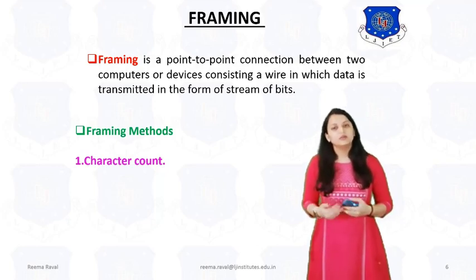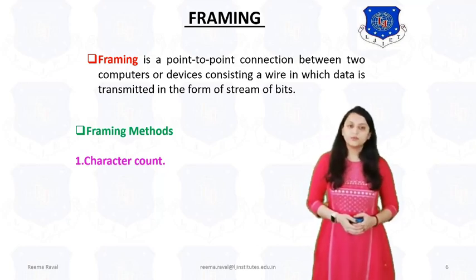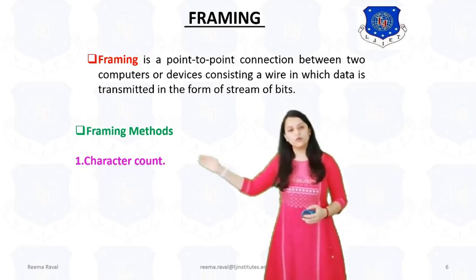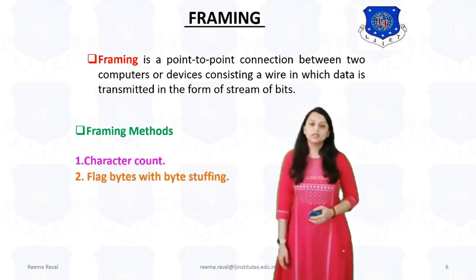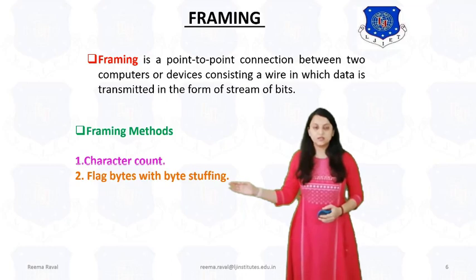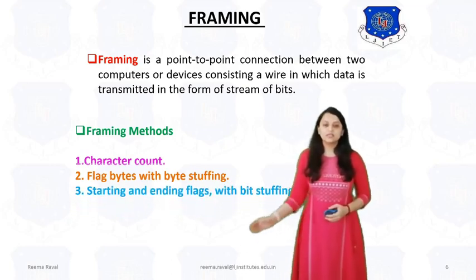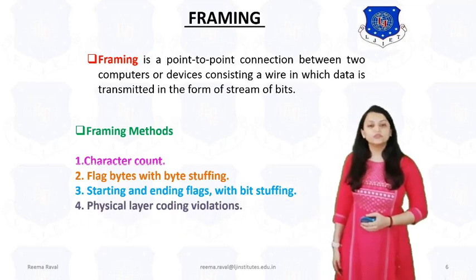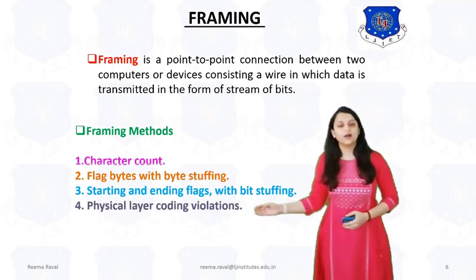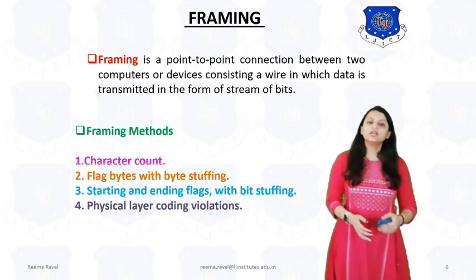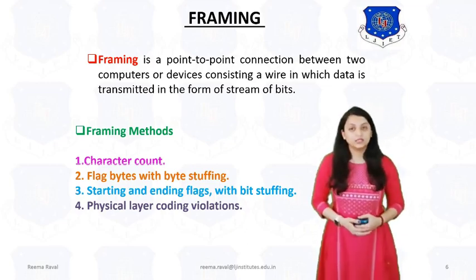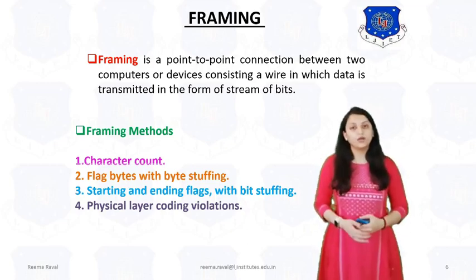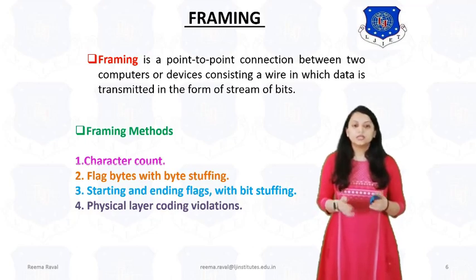There are different framing methods. The first one is the character count method. Second method is flag bytes with byte stuffing. The third method is starting and ending flags with bit stuffing. And the fourth one is physical layer coding violations. So these are basically four framing methods which are very important from the exam point of view as well. So there are four methods.